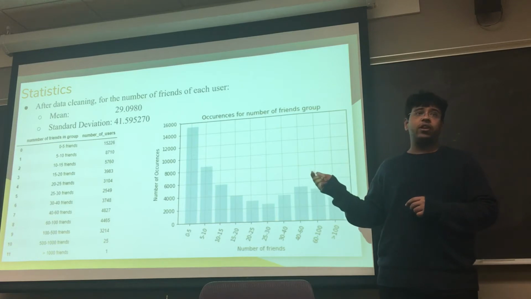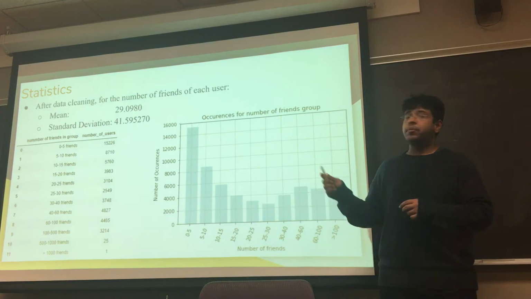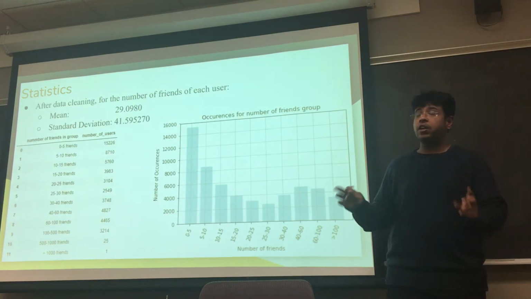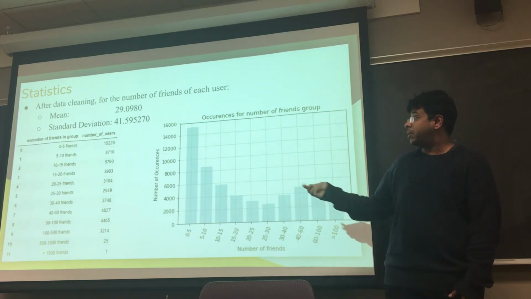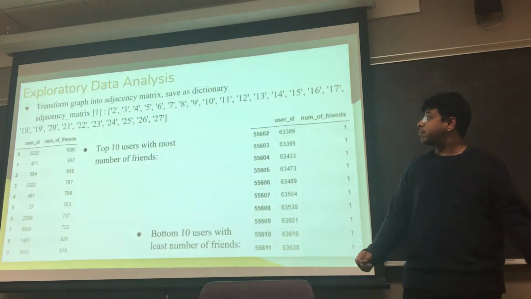The average number of mutual friends we had in a database was 29. The standard deviation value of 41 is showing the variation of the different clusters we have in our database, with the maximum reaching to 15, 20, 26, the mutual number of friends.